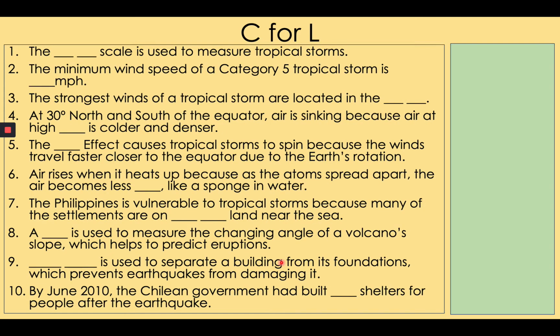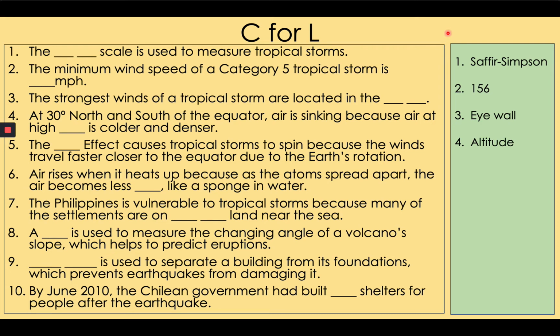Game time. Number 1. The Saffir-Simpson scale is used to measure tropical storms. 2. The minimum wind speed of a Category 5 tropical storm is 156 miles per hour. 3. The strongest winds of a tropical storm are located in the eye wall. 4. At 30 degrees north and south of the equator, air is sinking because air at high altitude is colder and denser. 5. The Coriolis Effect causes tropical storms to spin because the winds travel faster closer to the equator due to the Earth's rotation.